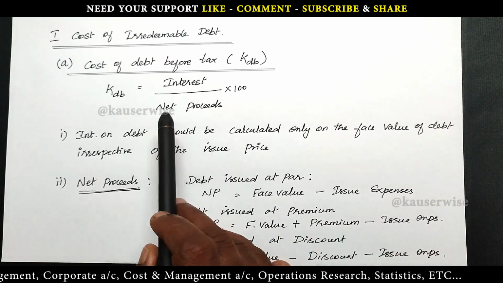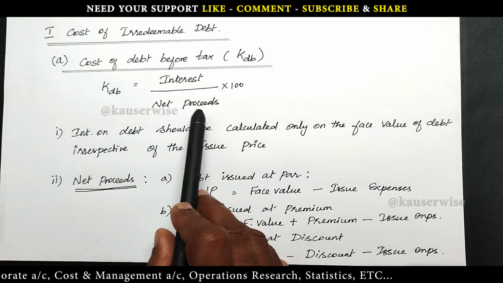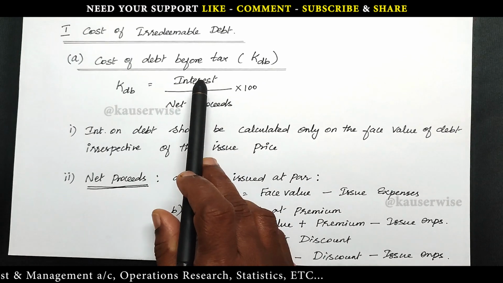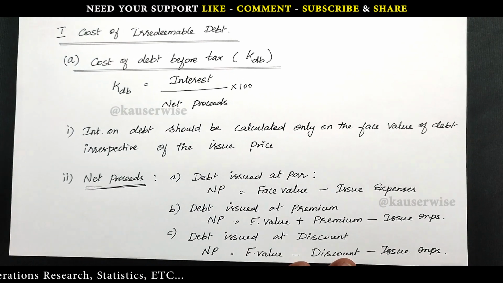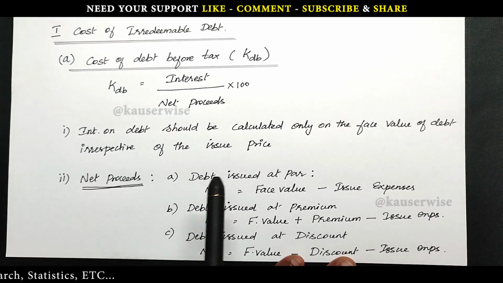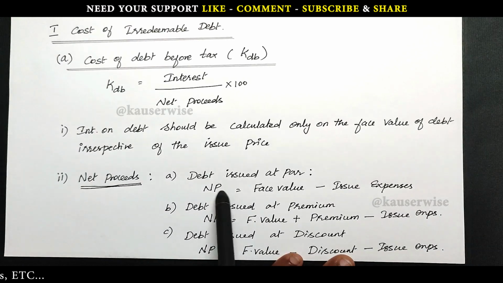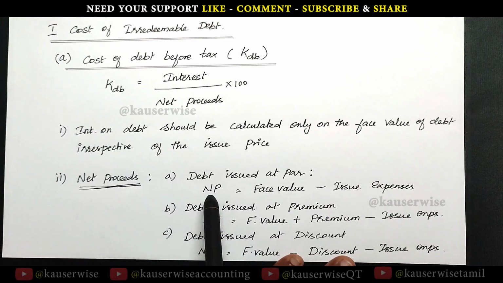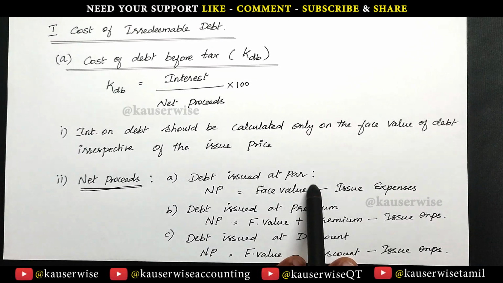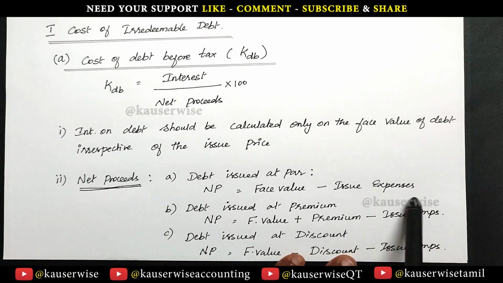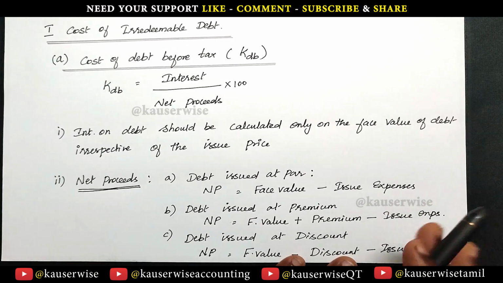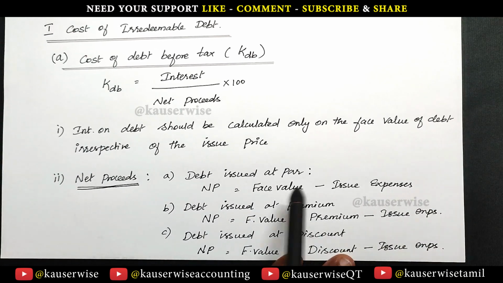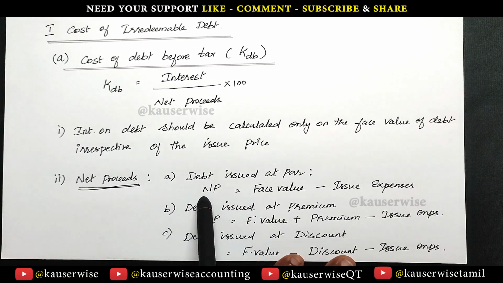The next component is net proceeds. You have to calculate two things: number one, interest; number two, net proceeds. There is a formula to find out net proceeds. If the debt is issued at par, net proceeds is face value minus issue expenses. If there are any issue expenses related to that issue, they have to be subtracted from the face value to find out the net proceeds.